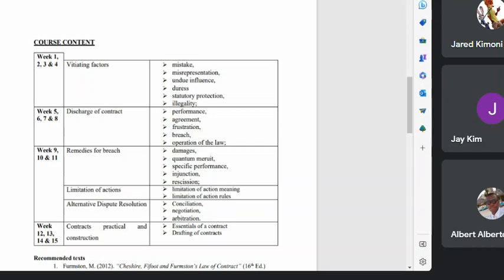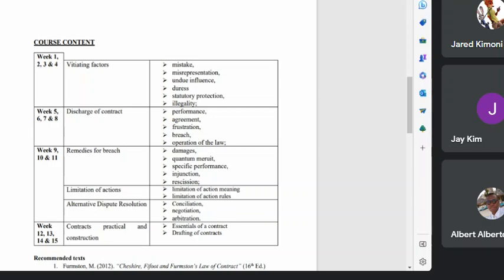Then from that we move to the third element, whereby that element says that misrepresentation must induce the contract. Yes, induce the contract. In that element, I have around two cases. The first case was the case of Edgington versus Fitzmaurice, which I've just gone through. Then the second case is Attwood versus Small.